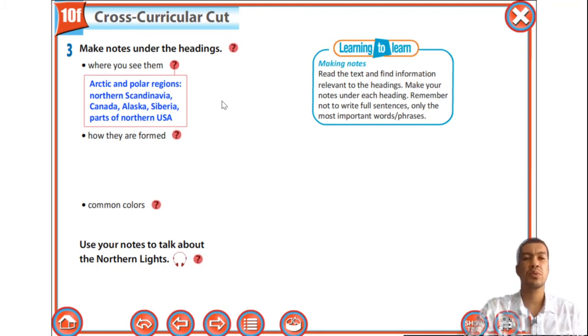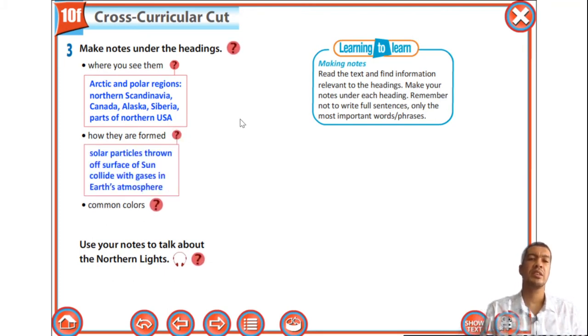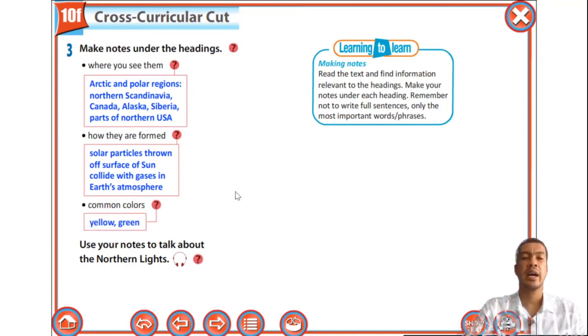So how are they formed? Very interesting question. The solar particles thrown off the surface of the sun collide with the gases. That's why you can see the different colors happening, and it's quite amazing to notice. What are some of the common colors that you notice? Yellow and green, as well as blue and violet.